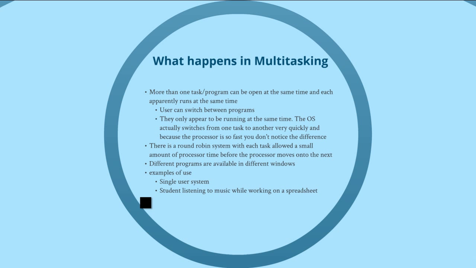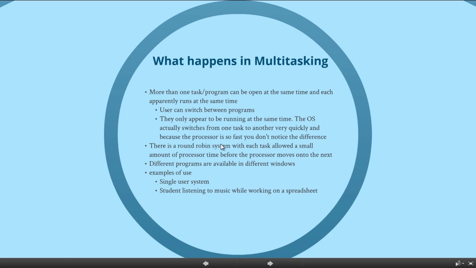A round-robin system with each task allowed a small amount of process time before the processor moves on to the next is used. Different programs are available in different windows. Single user systems will usually use multitasking. A student listening to music while working on a spreadsheet is a good example, and you generally get asked for an example in this sort of system. This usually comes up in the exam, so I suggest you learn all these points.